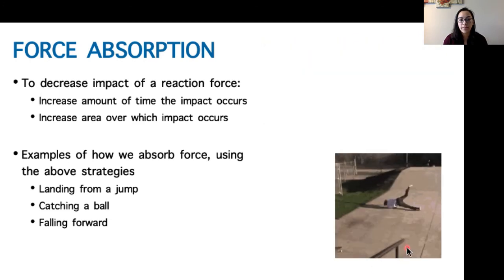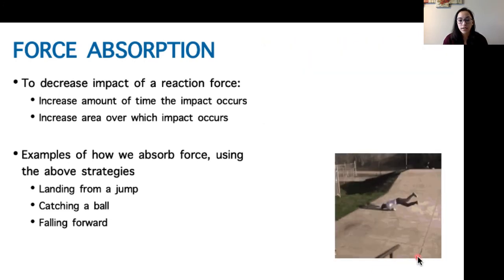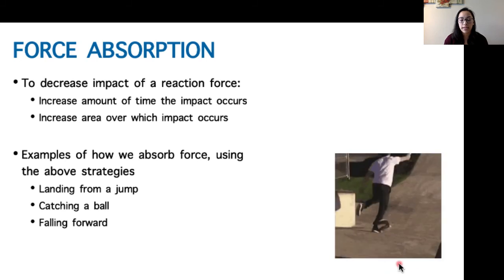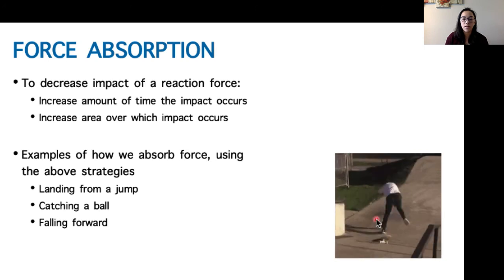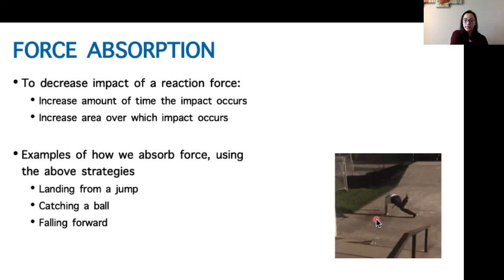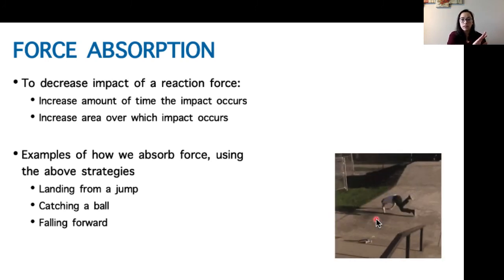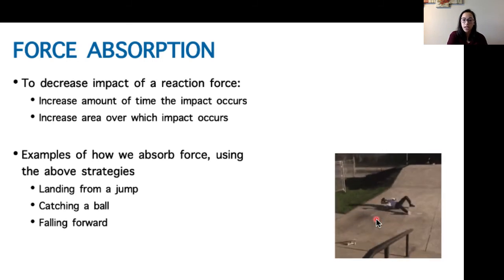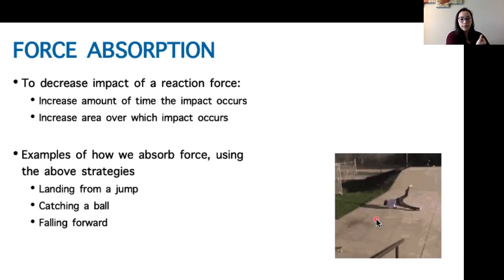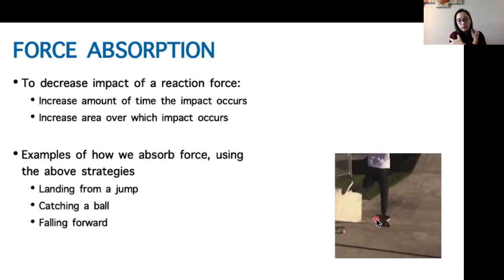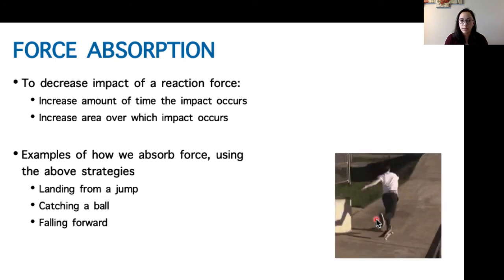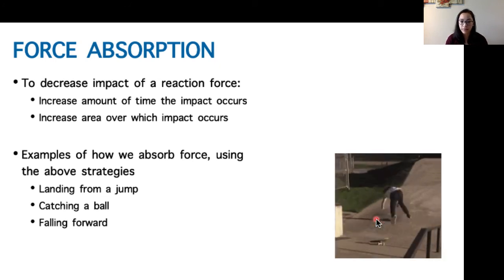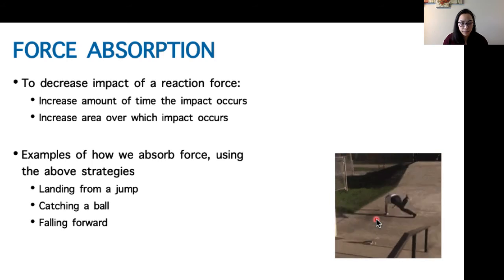We also have an example of falling forward. This is a better example of increasing the area over which the impact occurs. You can see as soon as he falls, he initially catches himself with his hand, which is a very small area to absorb force on. As a result, he decides to roll onto his forearm and onto his shoulder, which are larger areas to absorb the impact. So that would be an example of increasing the area.